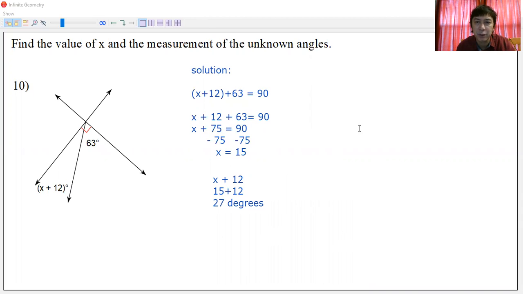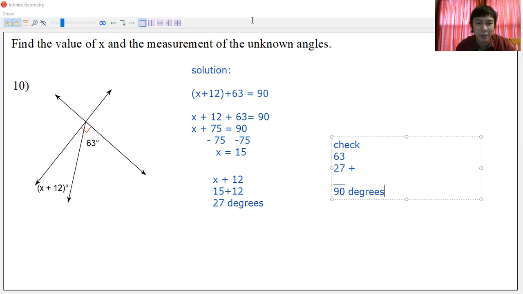And you can always do a check here. The x is now 15. We can get the angles: 63 and 27. Then we add, and we shall get the sum, which is obviously 90. And that means our answer 27 is correct.